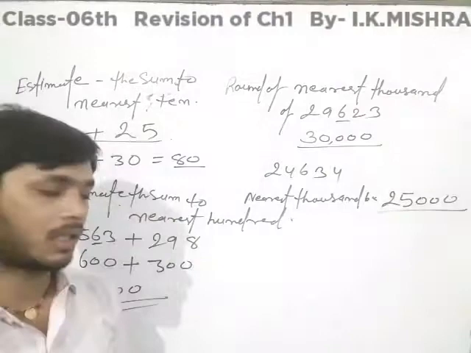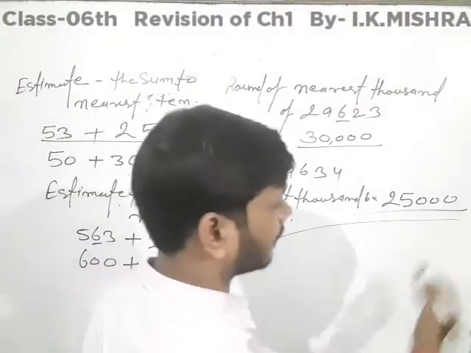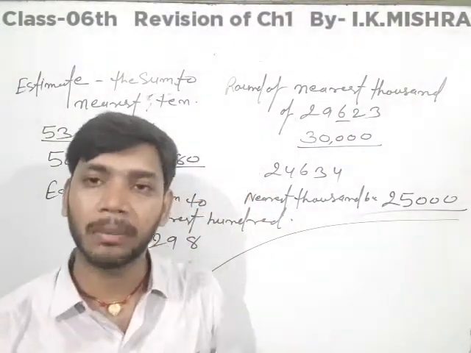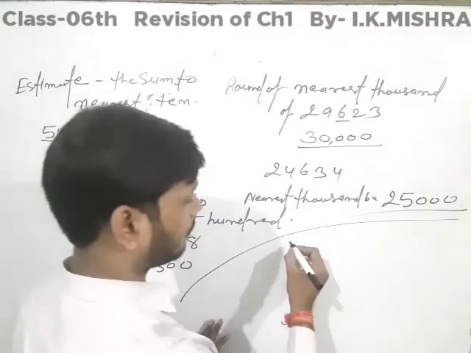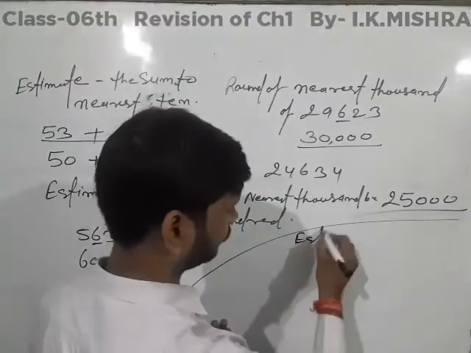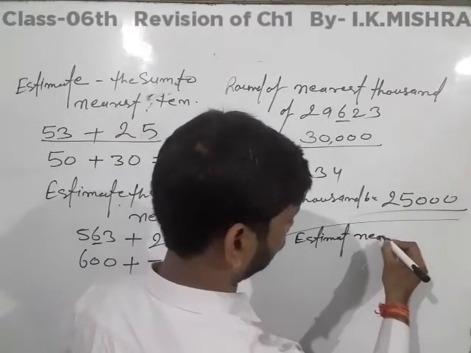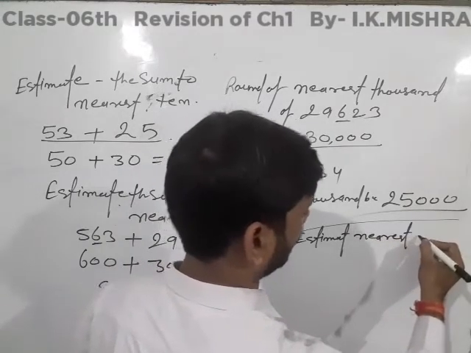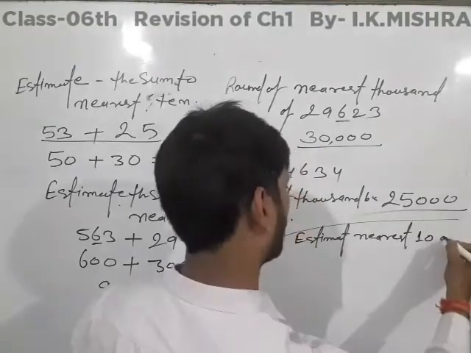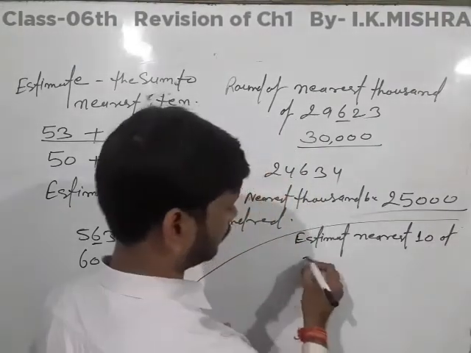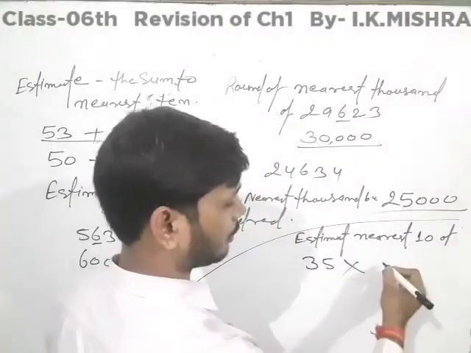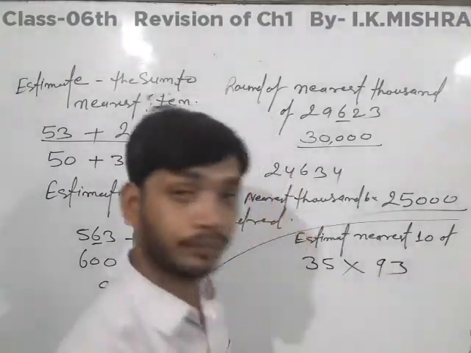Friends, similarly estimate the multiplication. Suppose estimate to the nearest 10 of 35 into 93.